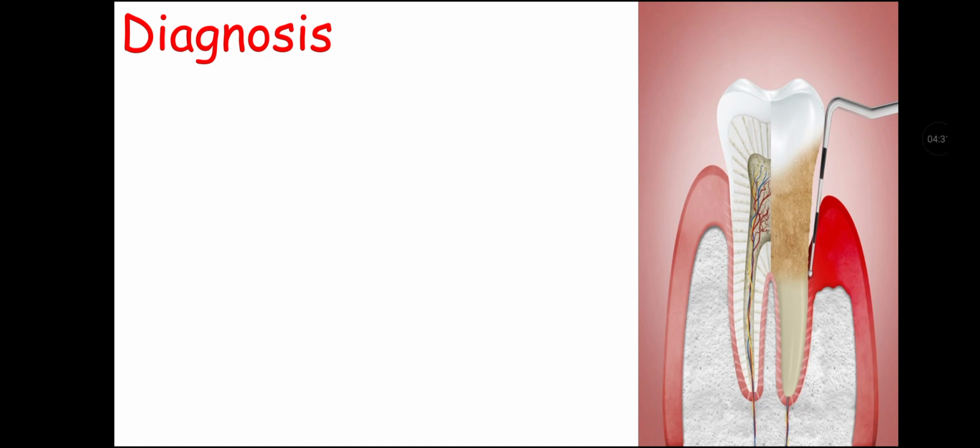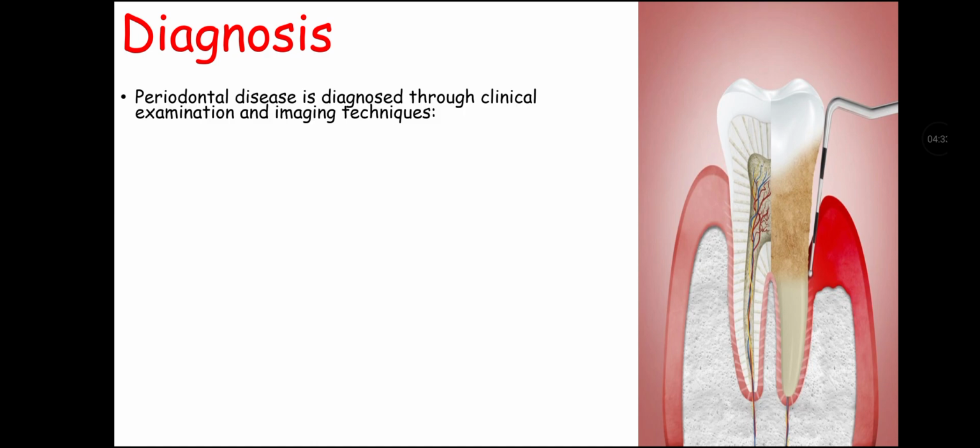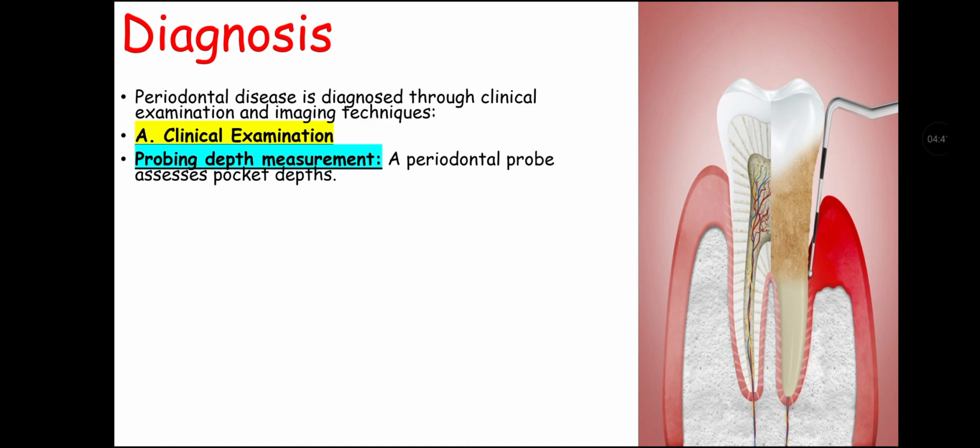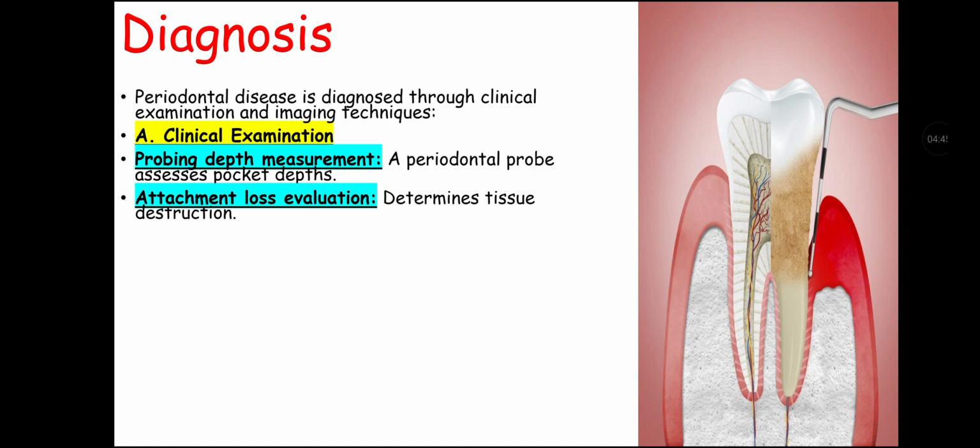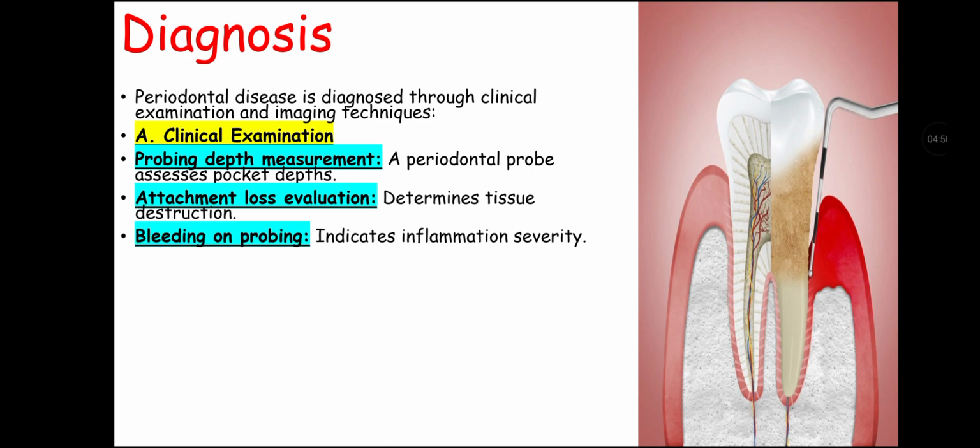Now let's talk about diagnosis of periodontitis. Periodontal disease or periodontitis is diagnosed through clinical examination and imaging techniques. Clinical examination includes probing depth measurement, as periodontal probe assesses pocket depths, and attachment loss evaluation, that is to determine tissue destruction, and bleeding on probing, that indicates inflammatory severity. So these are the clinical examinations that we do that may indicate periodontitis.